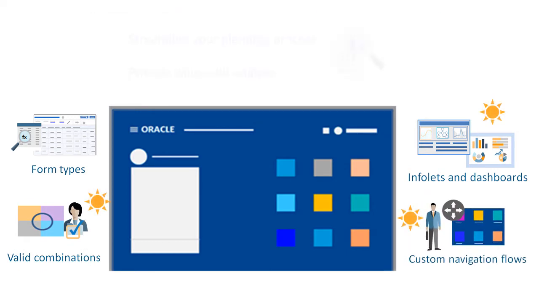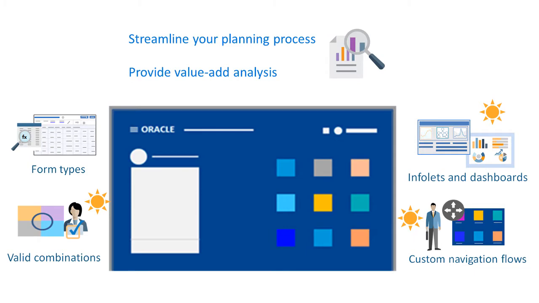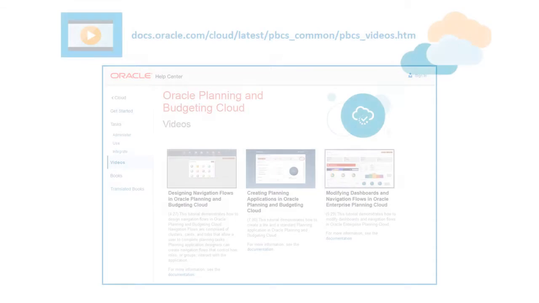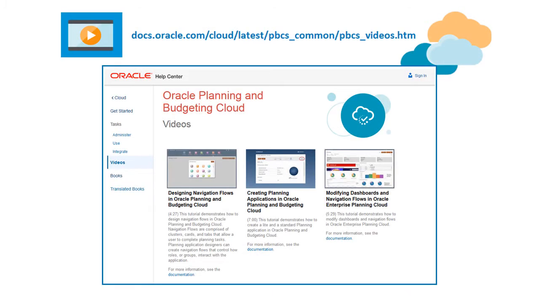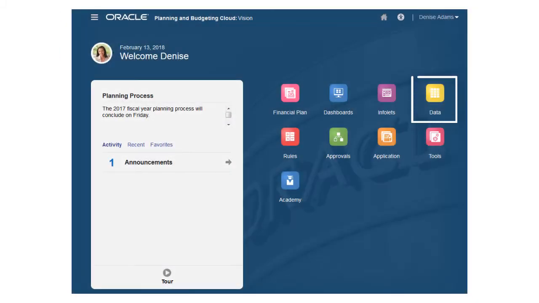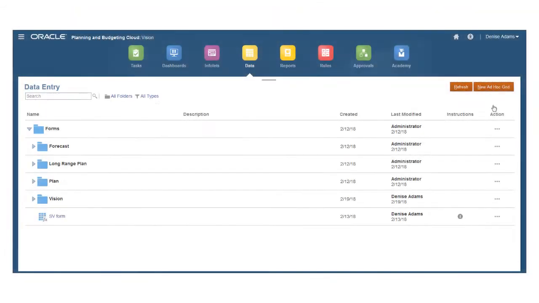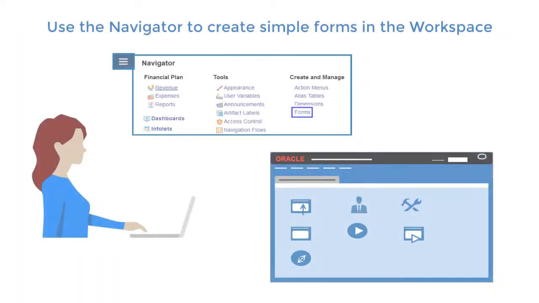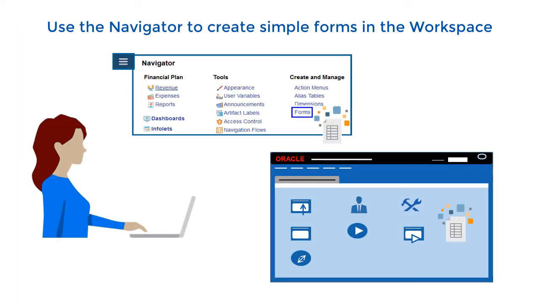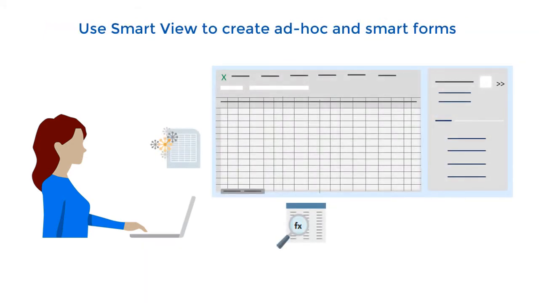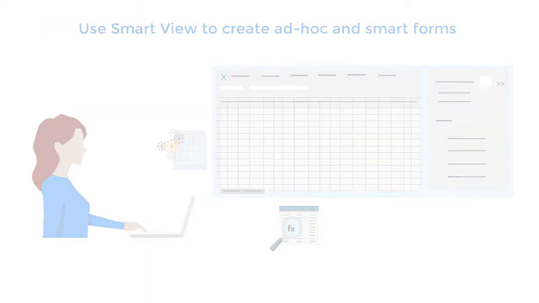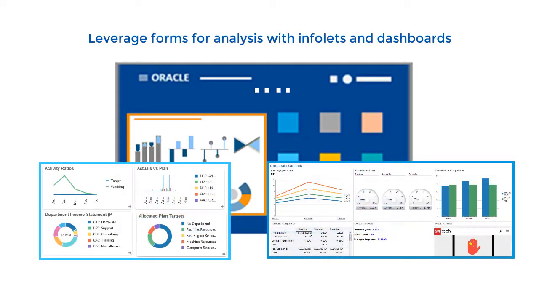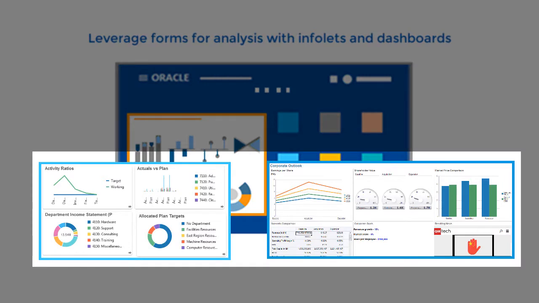Most of these capabilities that streamline your planning process and provide value-add analysis are only available in the Simplified interface. Videos about many of these features are on the Help Center. There are 3 form types to meet different data entry and evaluation needs: simple, ad hoc, and smart forms. Use the navigator to create simple forms in the standard workspace, and use Smart View to create smart and ad hoc forms. Then leverage forms, immediately available in the Simplified interface, for enhanced data entry and sophisticated custom analysis with infolets and dashboards.